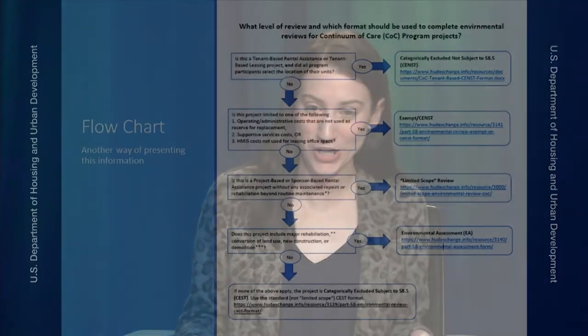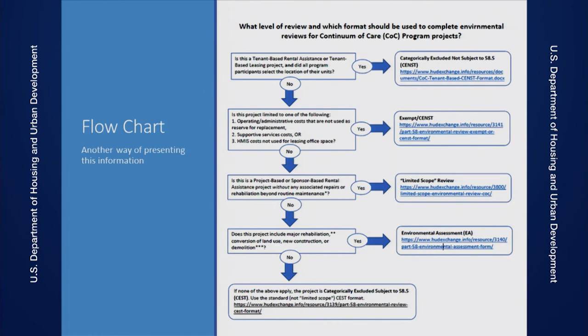So this is a flowchart that you probably can't read here that we made to help you when you're working on a COC review. Once you have your project description for a proposed COC project, you can use this flowchart to figure out the appropriate level of review, and it also links directly to the right form to use to complete an environmental review for that type of activity. This is available on the HUD Exchange. You can Google COC environmental reviews, and it should pop right up, and there's a link at the end of this presentation.